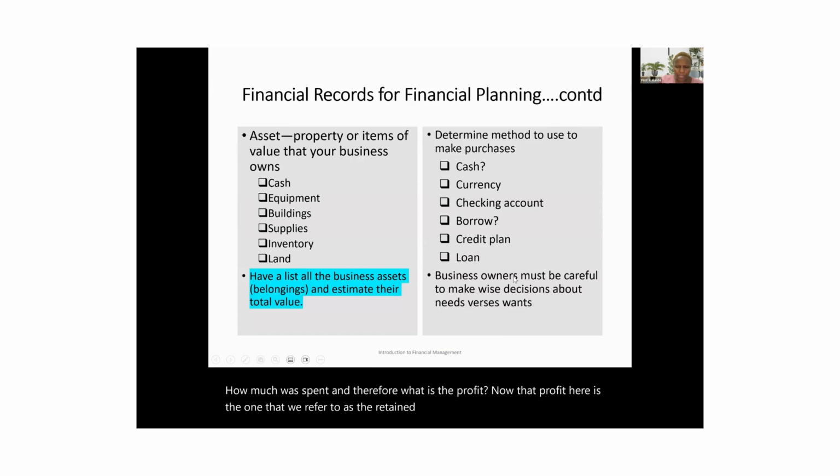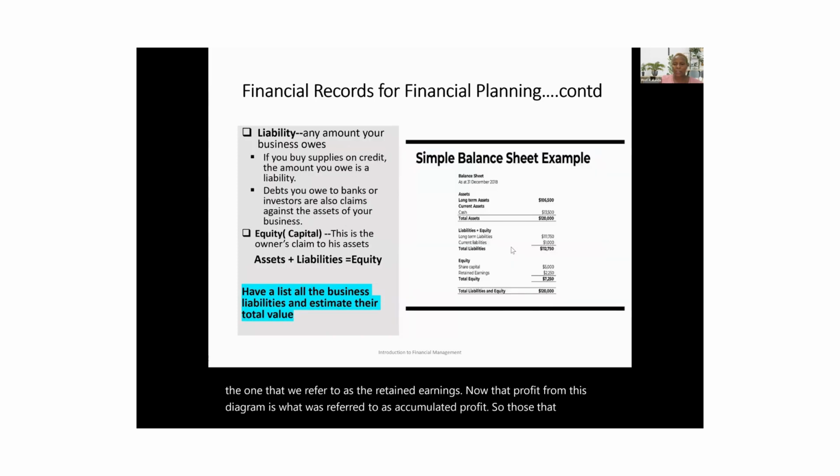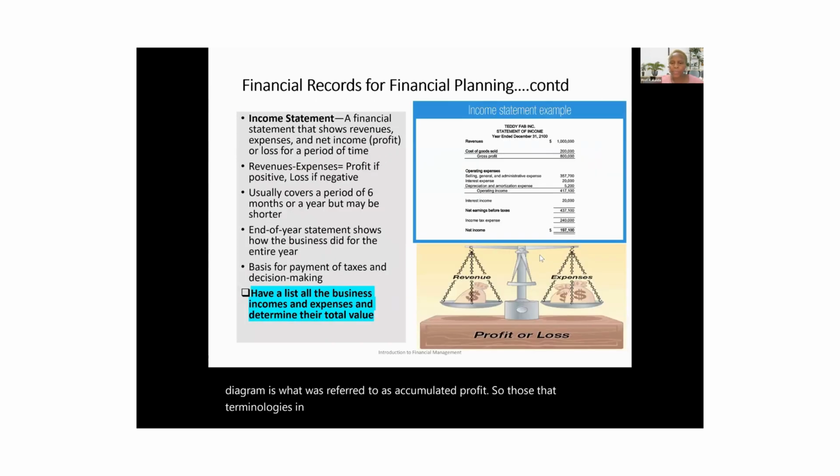Now, that profit from this diagram is what was referred to as accumulated profit. So those are terminologies in accounting. So you can clearly see the more the revenues are compared to the expenses, the higher the profit. But we've said that our goal should never be this. Let us give the best services.